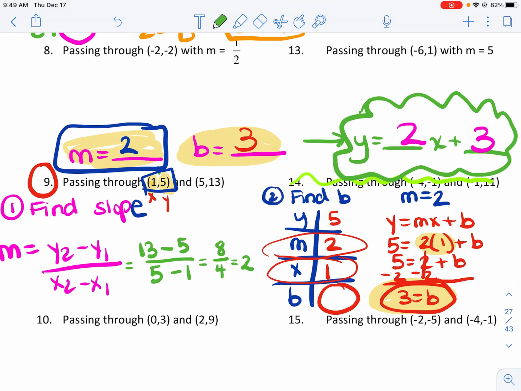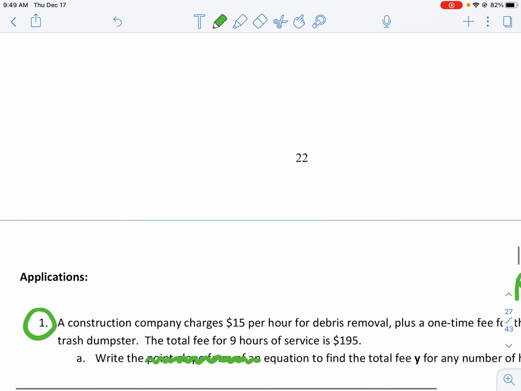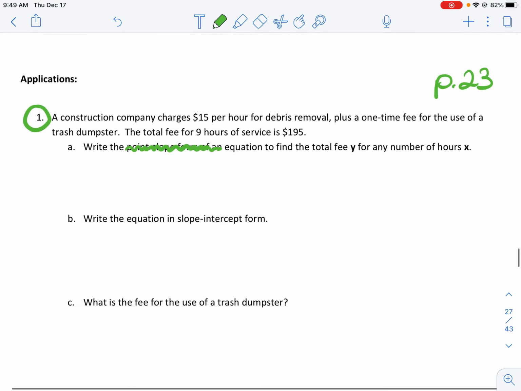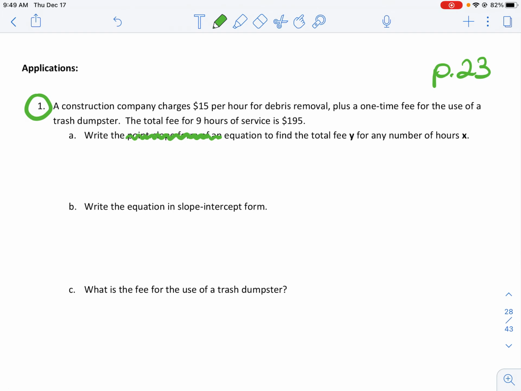Okay, so now the other thing we wanted to review before we wrap up for today is some application word problems. So again, we're going to have you flip. We're going to just sort of skip through. If you could go to page 23, we're going to look at a construction company problem. And then if you see part A, guys, there's a little note that says write the point, what does it say? Write the point slope form. We're actually not covering that. So you can just cross that off and just have the directions say write the equation.